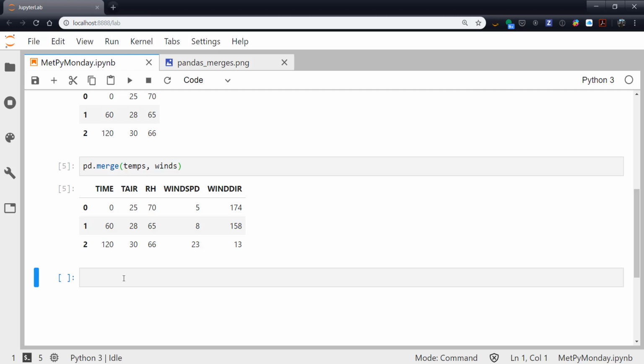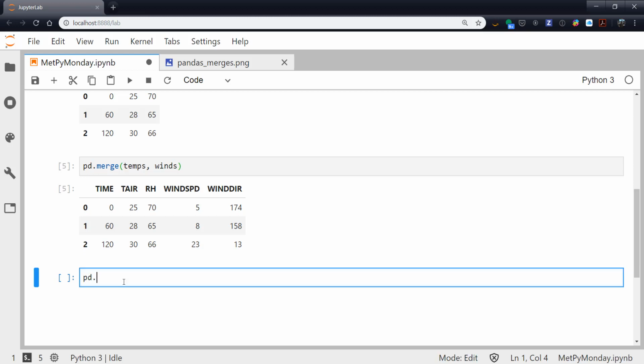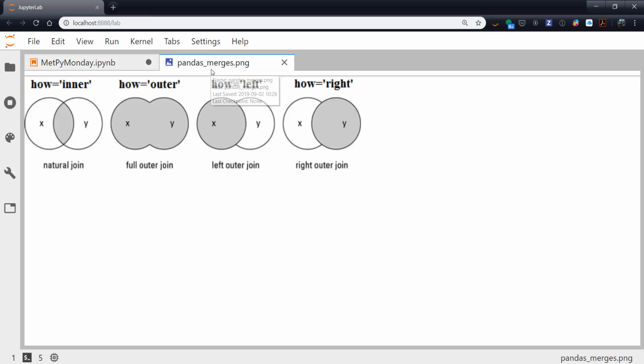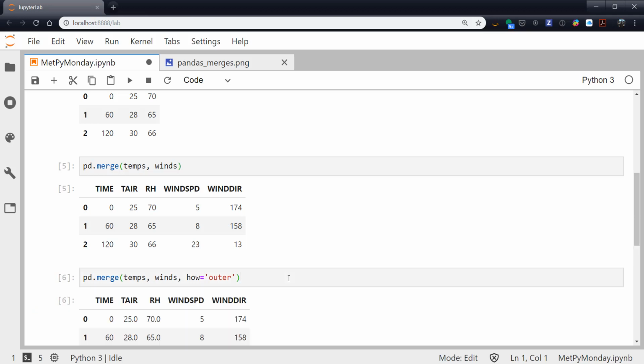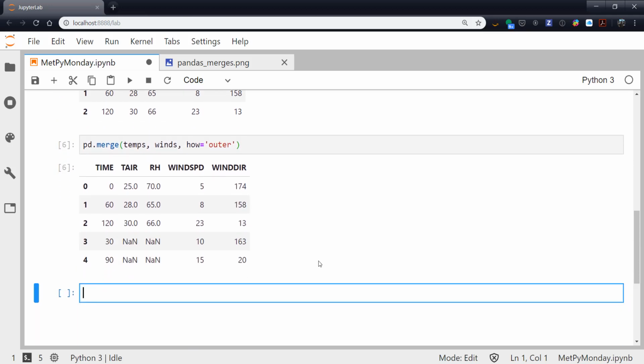We can specify different kinds of joins if we would like. So I'm going to call pd.merge on temps and winds, and for how, I'm going to specify an outer join. So we'll look at our table here. Outer join should give us all data. There are no data points lost when we do this, but we're going to have to do some filling in. So we have all of the time values, though they're out of order in this case. That's not a big deal.